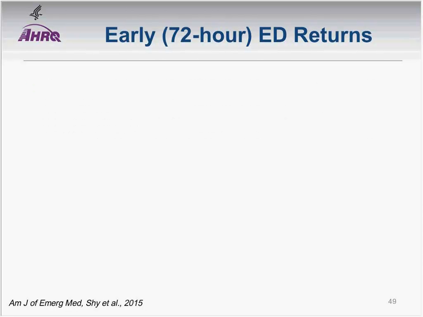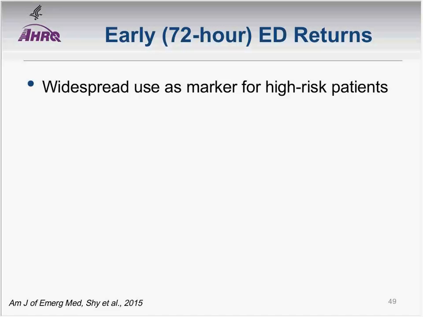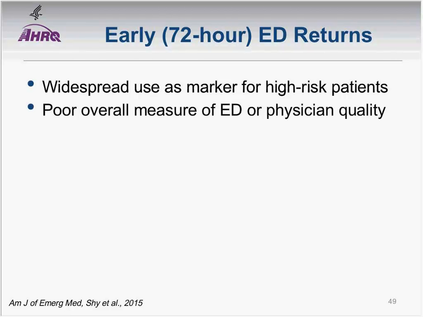So now turning our attention to early ED returns, 72-hour returns. It's under widespread use as a marker for high-risk patients, as I mentioned, in CQI type processes. However, it's really not a good overall quality measure to say this emergency department's doing a good job or this emergency physician's doing a good job versus that one, because there's a large amount of variation among environments depending on things like payer mix.